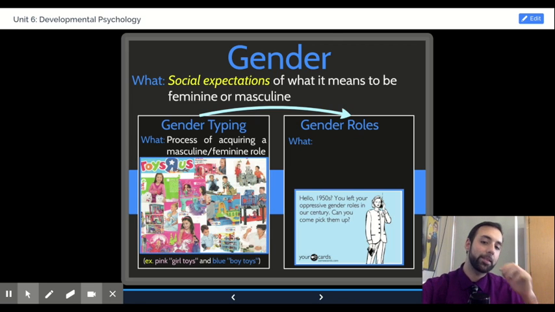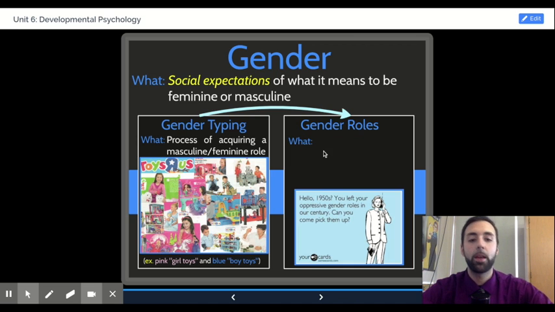And when a society has a well-defined expectation of feminine or masculine, we see a lot of gender typing occur. Gender typing is the process by which an individual acquires the characteristics that are typical for the definition of masculine or feminine. And you can see this played out in a lot of different contexts.